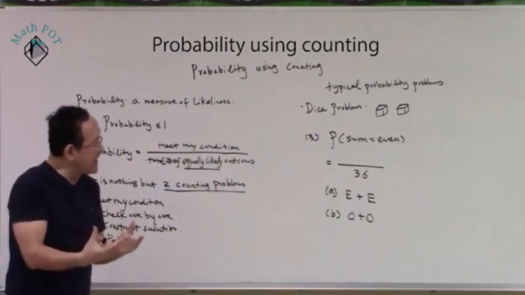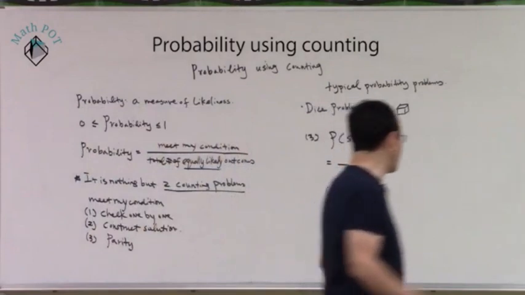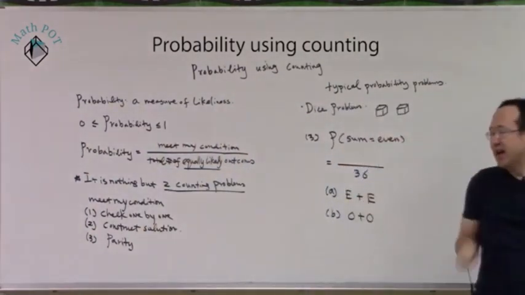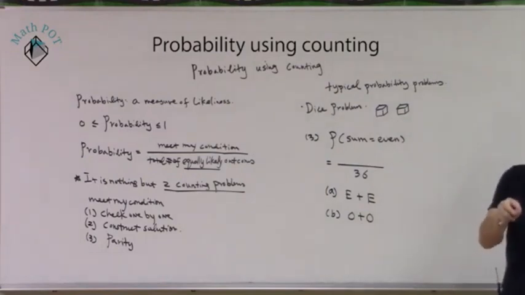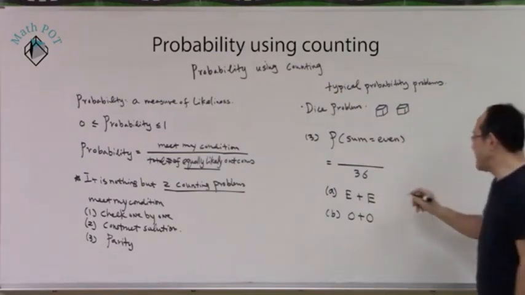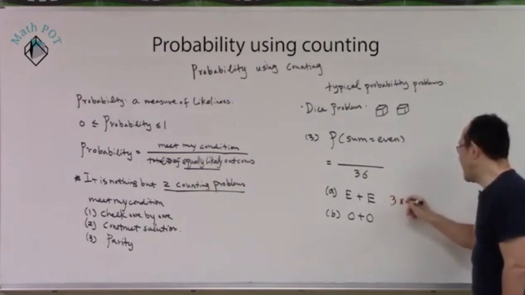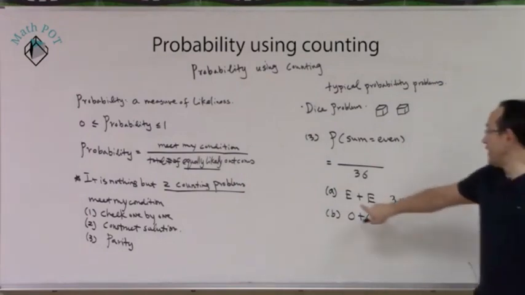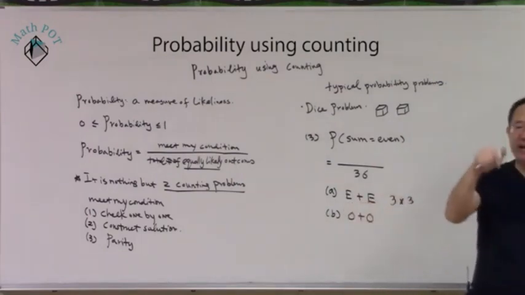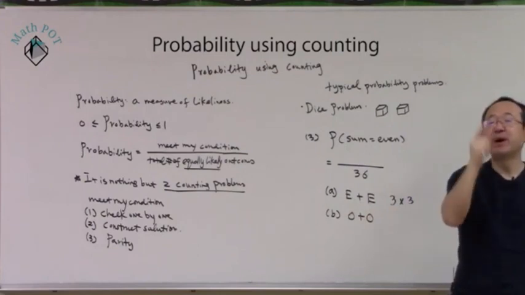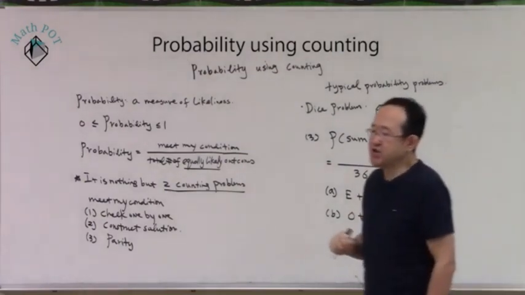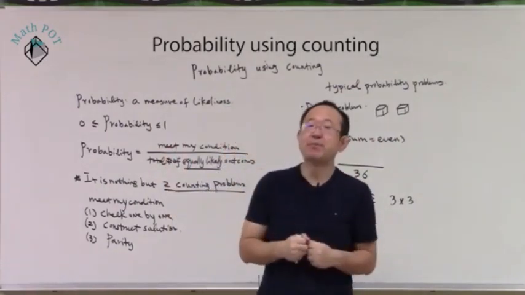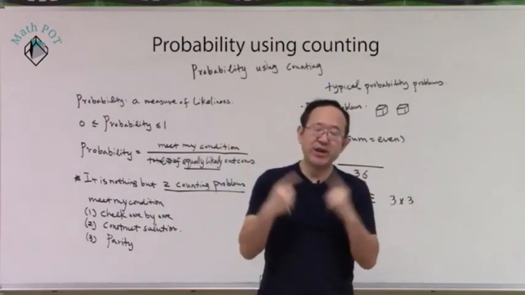So even number plus even number. Let's see how many ways for this case. We need the first number to be even, it's very clear, could be 2, 4, and 6. We need the second number to also be even, could be 2, 4, and 6. Definitely you need to understand, this is 3 times 3, and not 3 plus 3. Why? Because we need two numbers added together. If you get only one number, that is nothing but one step. Imagine if you try to finish two problems, if you only finish one, that is a step.